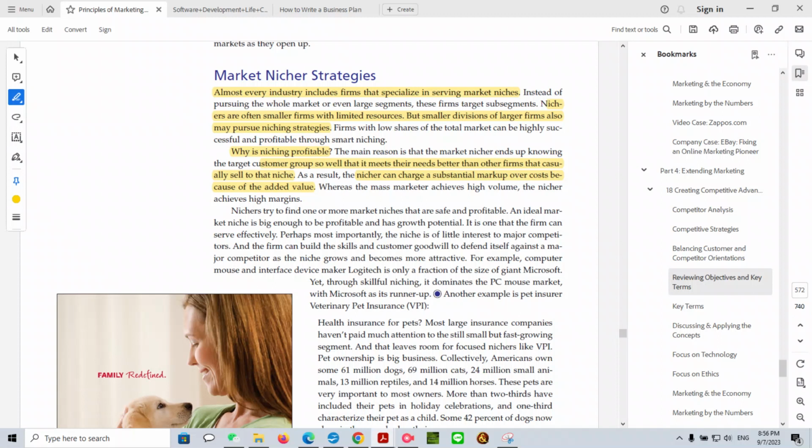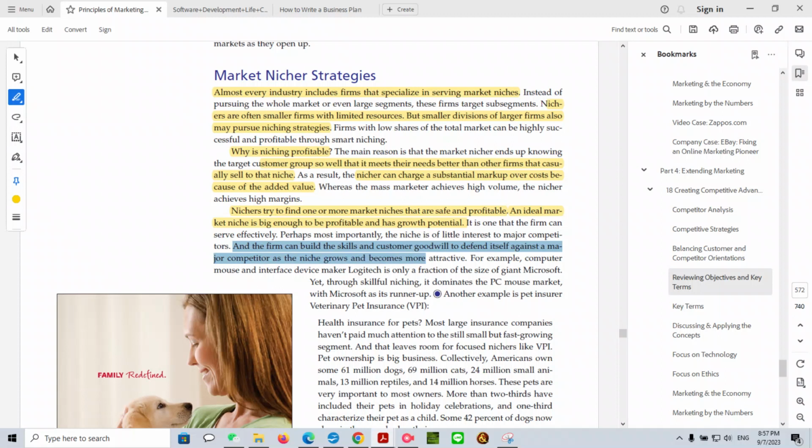An ideal market niche is big enough to be profitable and has growth potential, which is good. It is one that the firm can serve effectively. Perhaps more importantly, the niche is of little interest to major competitors, and the firm can build the skills and customer goodwill to defend itself against a major competitor. As the niche grows, it becomes more attractive.